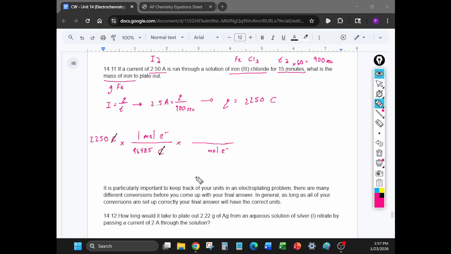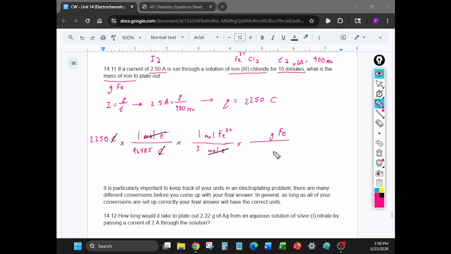Now, this is where we look at our formula, iron 3. Iron 3 has a charge of 3 plus. How many electrons does it take to balance that out? Well, since it's iron 3, it takes 3 moles of electrons for every 1 mole of Fe3+. And that's going to allow us to cancel out moles of electrons. Almost there. We're turning moles of iron into grams of iron. That's pretty easy. That's just molar mass.